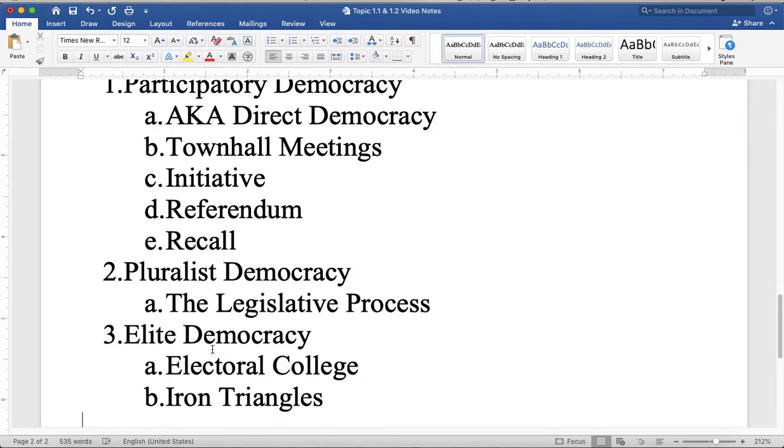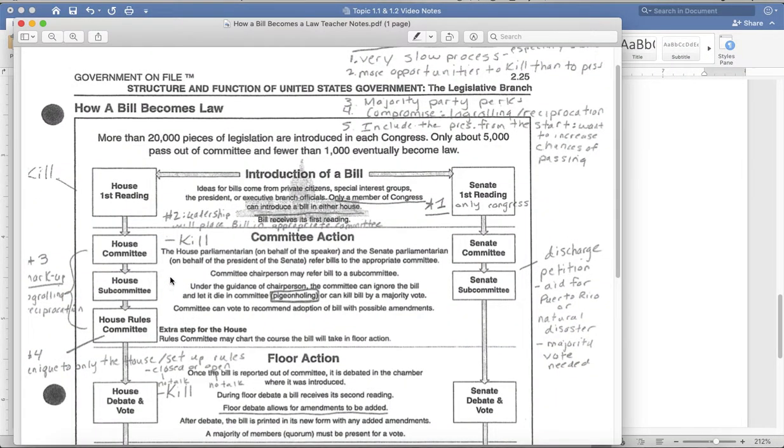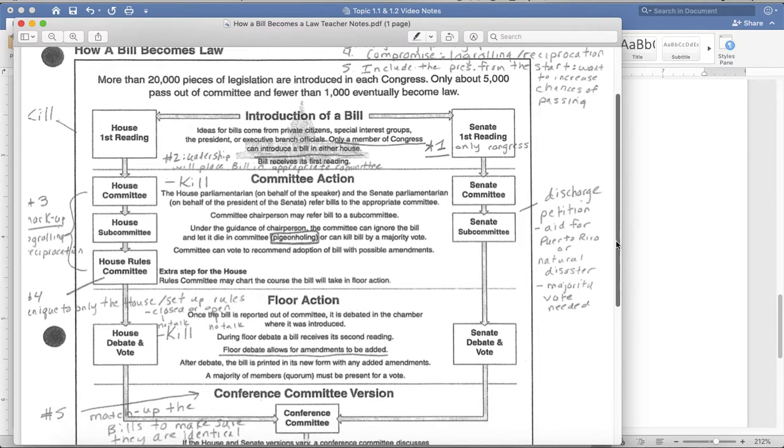Now, with pluralist democracy, pluralism is the idea that you have multiple groups competing for influence at one point in time, and you need look no further than how a bill becomes a law. In the legislative process, we start with the introduction of a bill. Ideas for bills come from private citizens, special interest groups, the president, executive branch officials, and members of Congress. So all these people are involved at the very beginning of the process of introducing bills. There's a wide variety of groups, and they are competing for influence.